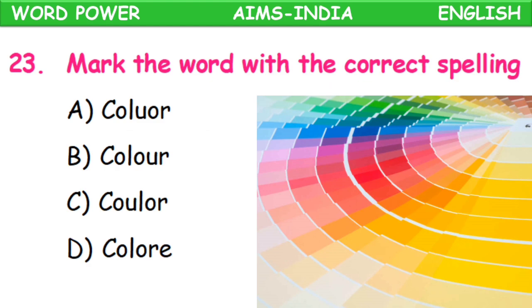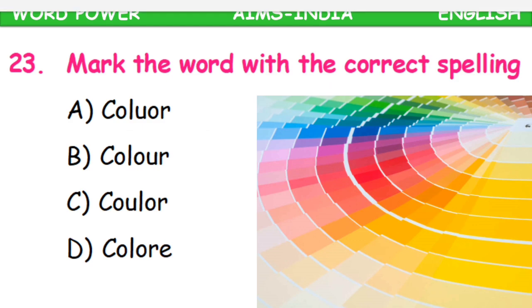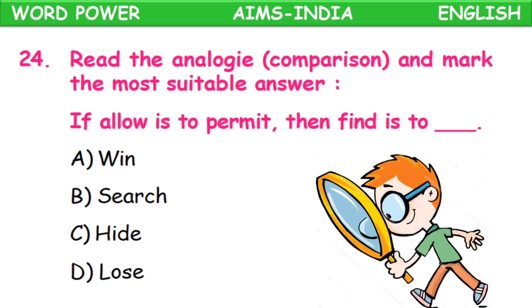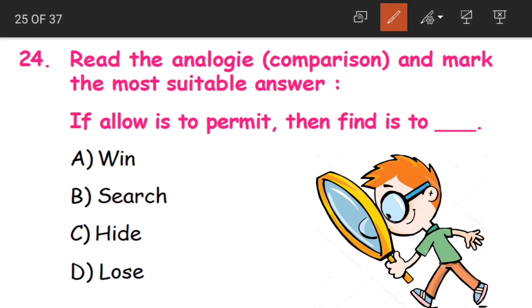Now mark the word with the correct spelling. So what are you seeing here? Different colors. Very beautiful to see these colors. Now you have to mark the correct spelling of color. So either A, B, C, or D. Then the answer is B, children. C-O-L-O-U-R. This is the correct spelling. Clear?